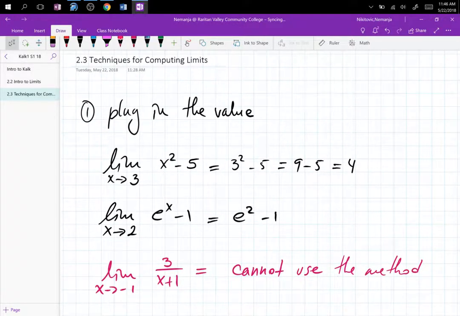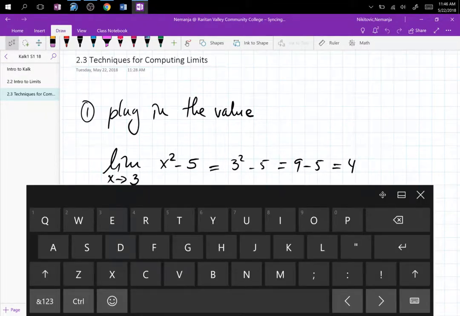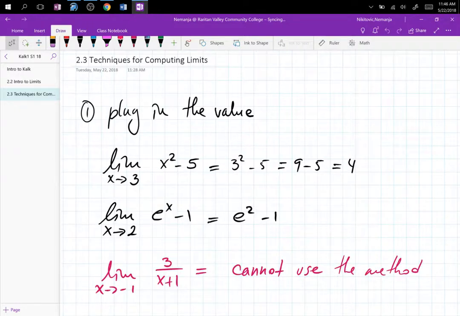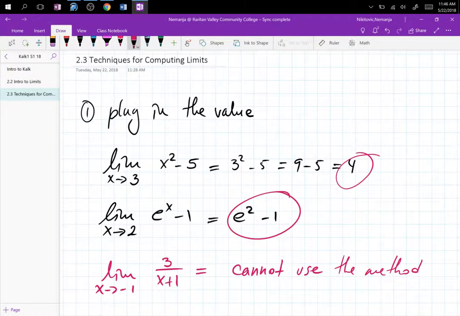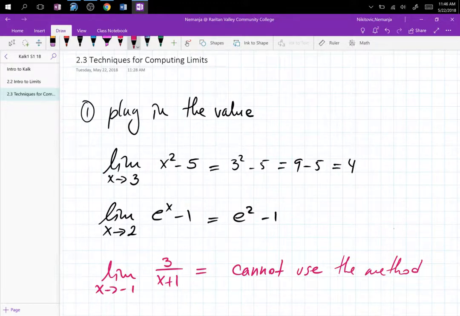So the first method to compute, and the easiest method to compute limits, is obviously to just plug in the value, and if the value works out to be a finite number like these, you are done. You just walk away. But if you get 3 over 0, if some weird stuff starts happening, then you have to use something else.